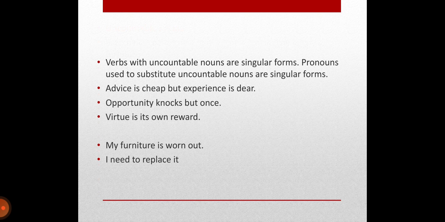Verbs with uncountable nouns are singular forms. Pronouns used to substitute uncountable nouns are also singular forms. For example, advice is cheap, but experience is dear. Opportunity knocks but once. Virtue is its own reward. My furniture is worn out. I need to replace it. You can notice that the verb agreement with uncountable nouns is always in the singular form. We need to pay attention to this note. It's very important.